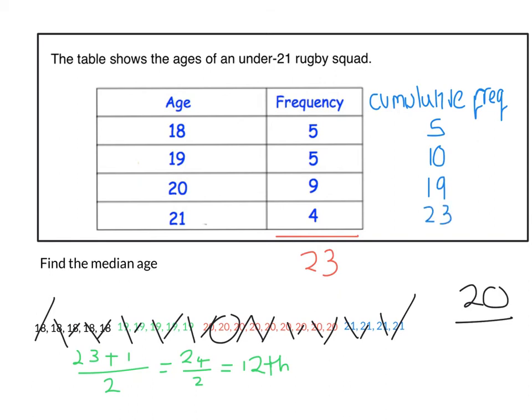So what I'm looking for is where is the 12th number in the table. At this point there are only 5 numbers, at this point there's only 10. The 12th number is going to be in here, which makes the median 20. Okay, so if we just go back through that again, you find out the total frequency, add 1 and divide by 2. That will tell you what number you're looking for, and then you find out where 12 would be. So up to here I've only had 10 numbers, up to here I've had 19 numbers, so the 12th number is going to be somewhere in that row, which is 20.